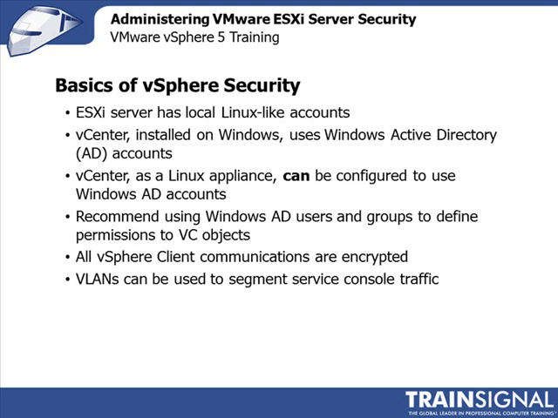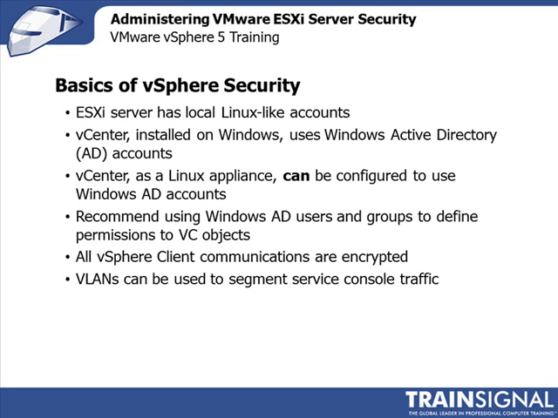So ESXi server, your physical servers, have local Linux-like accounts. For example, the administrative account is called root. And then vCenter, let's say that it's installed on your Windows server, like it traditionally would be before the VCSA, it uses the Windows Active Directory authentication accounts because that Windows server should be a member of the Active Directory domain. So there, the default administrative account is the Windows Administrator account. So you've got ESXi with root, you've got vCenter with administrator.